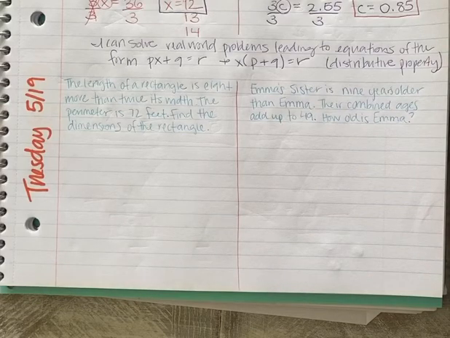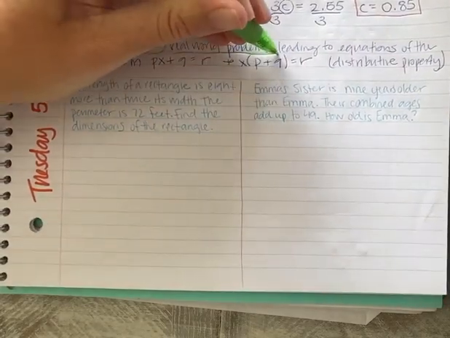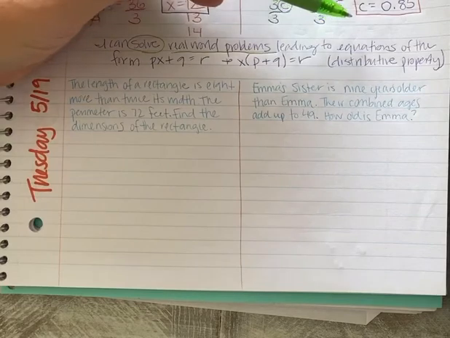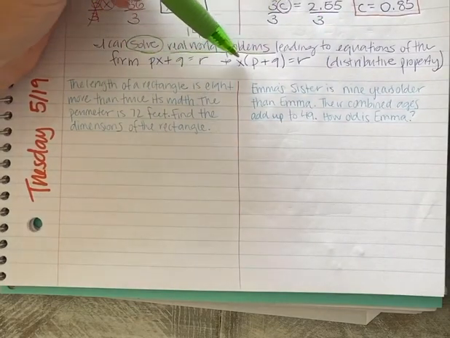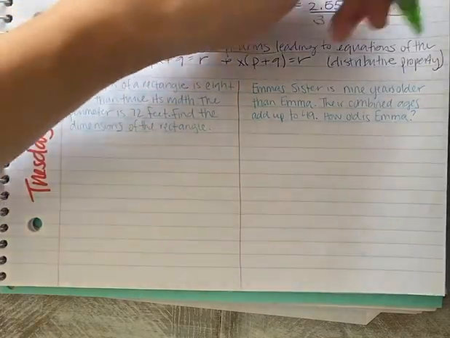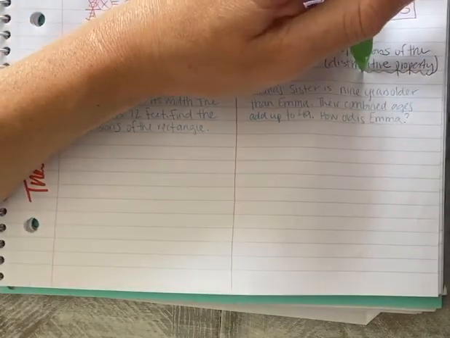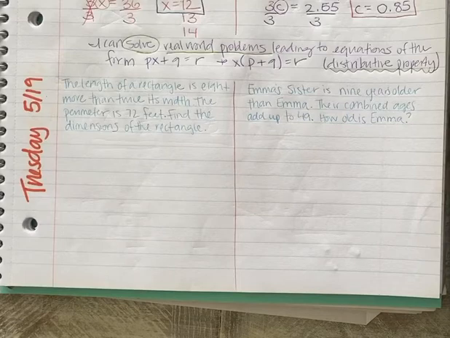For Tuesday's lesson, our objective says I can solve real world problems leading to equations of the form p times x plus q equals r and x times p plus q equals r. If that's super confusing for you, all that is the distributive property. So basically we can solve real world problems using the distributive property. You're gonna see two questions very similar to these, so let's get started.